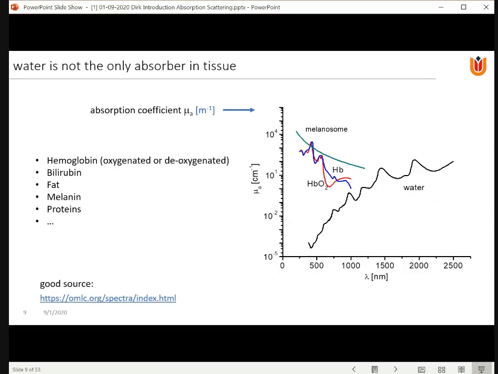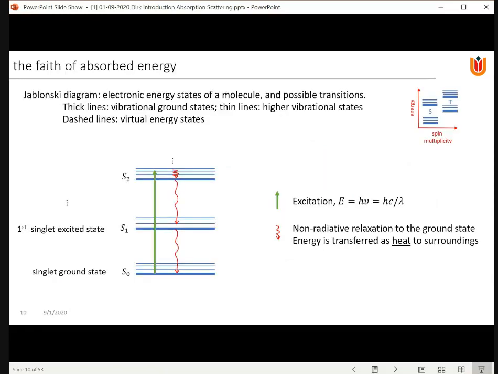advantage of this principle. Other important absorbers are bilirubin, which is a breakdown product of hemoglobin, fat, melanin, but also proteins and many other ones. All right. So what then happens to this absorbed energy?